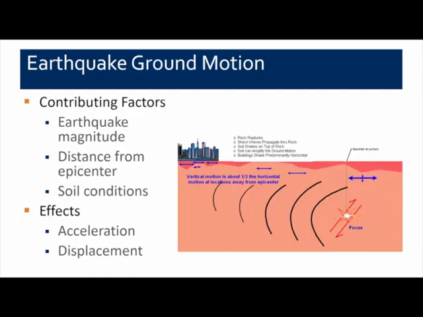So some of the factors that contribute to this variability are the earthquake magnitude itself. The stronger the earthquake is, obviously, the stronger the ground shaking is going to be. But some other important contributing factors are the distance of the building from the epicenter, which will affect its ground motion, and also the local soils condition at the site will affect the ground shaking. And these effects will be the acceleration of the ground plus the displacement produced by the earthquake.